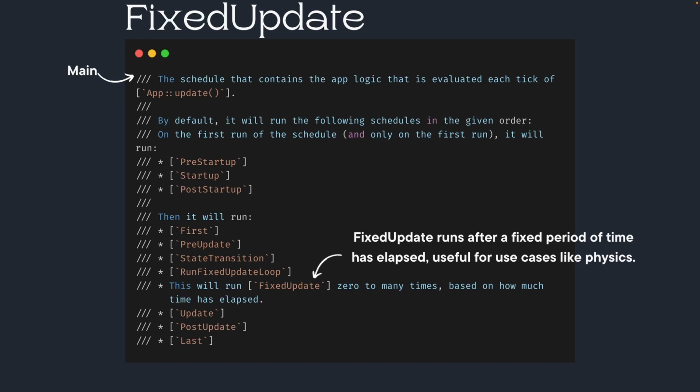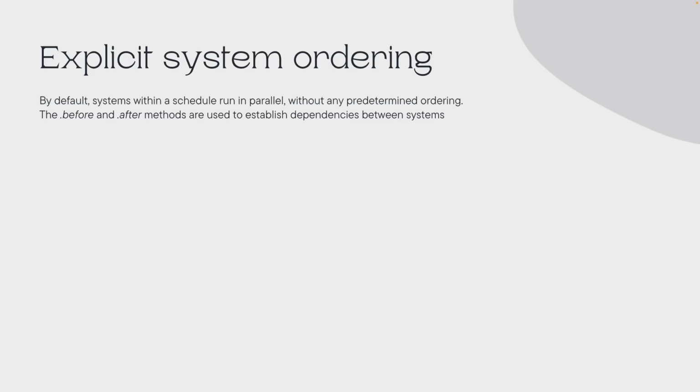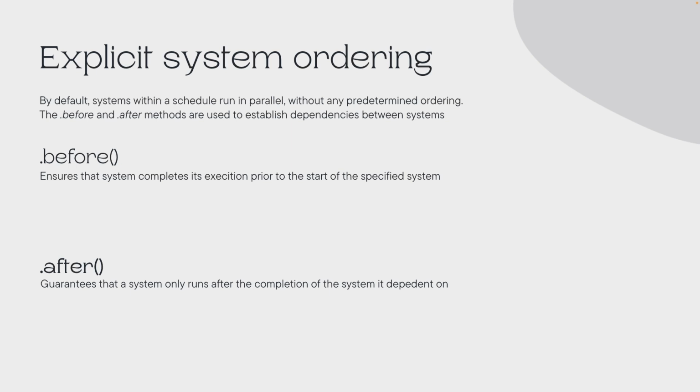So now that we have a basic idea of schedules, let's talk about how you, as a user, can order your systems. The most basic way to do this is by using the before and after APIs. By default, systems within a schedule run in parallel, without any predetermined ordering. The before and after methods are used to establish dependencies between systems. When you specify that a system should run before another system, you're ensuring that it completes its execution prior to the start of the specified system. Using .after guarantees that a system will only run after the completion of the system it is dependent on.